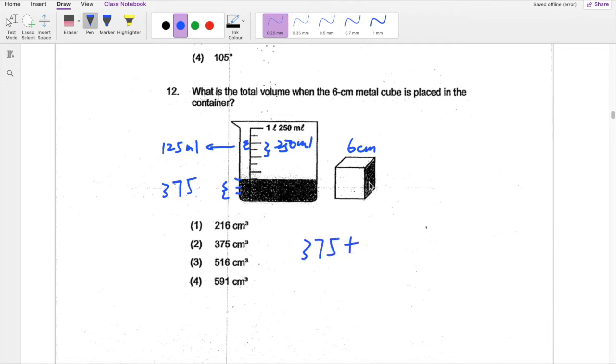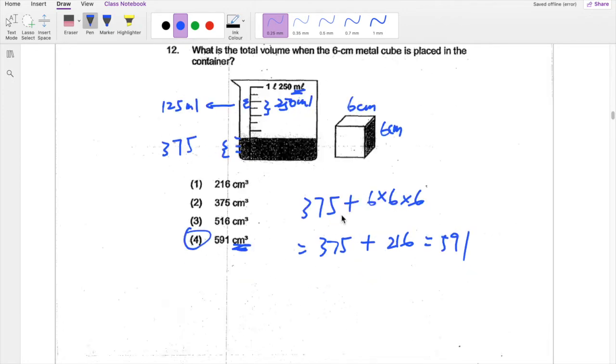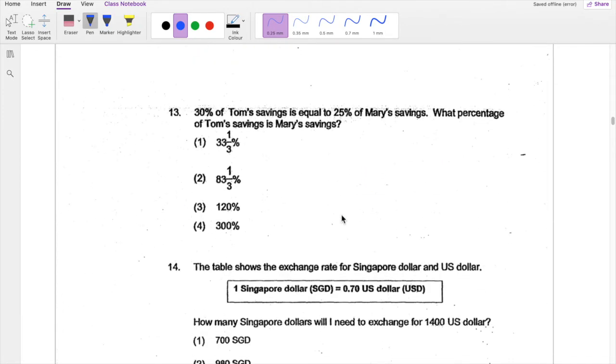Then the total volume is 375 plus the volume of the cube. The volume of a cube, we know, is 6 times 6 times 6. So it's 375 plus 216, which equals 591. This is the answer. We know here that cm cubed and ml are equal.